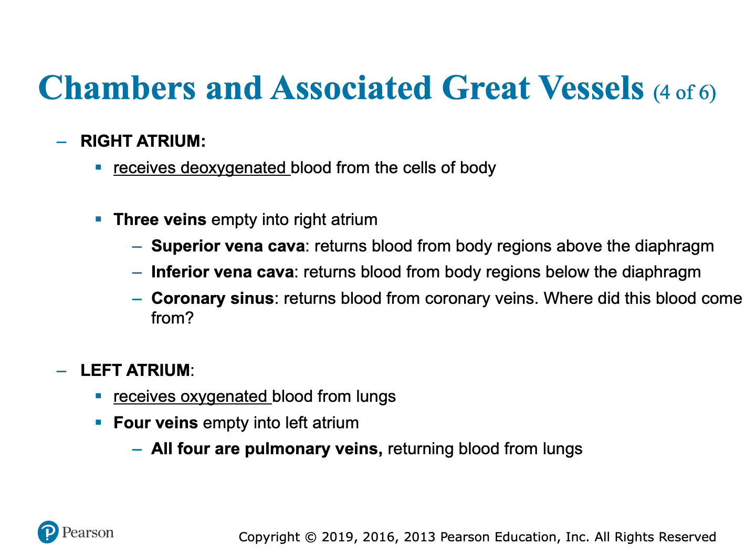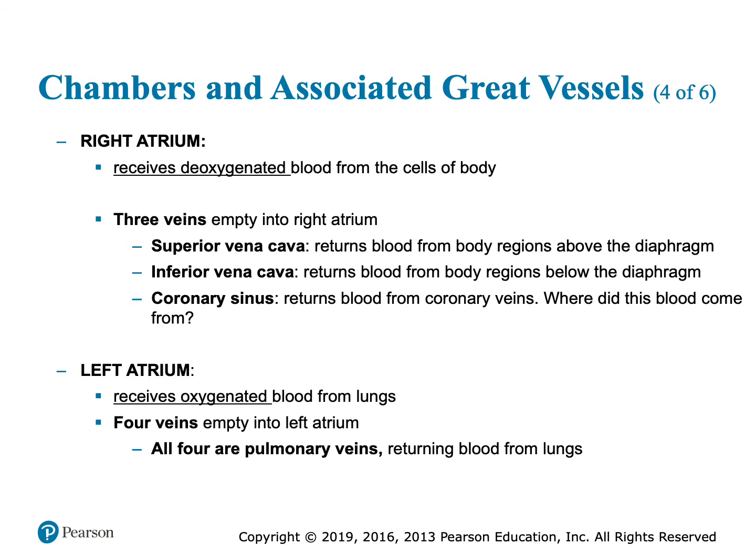So, I've mentioned 2 of the veins that dump into the right atrium, but we have a third one. It's called the coronary sinus. So I said the superior vena cava is draining blood from the head. It's actually doing all the areas above the diaphragm. And the inferior vena cava is coming from regions below the diaphragm. But a third one, the coronary sinus, is deoxygenated blood from all the coronary veins, and it's going into this big old pocket, and then we're going to have a pretty small hole in the right atrium for that.